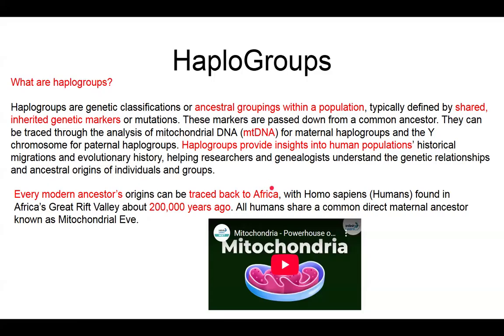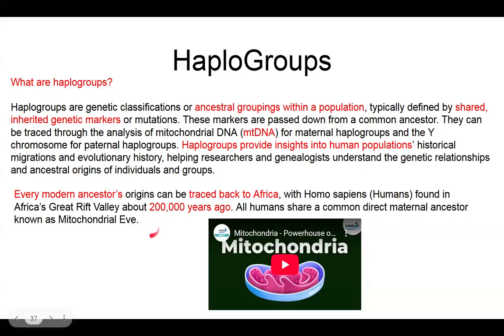So with Homo sapiens, which we call the humans of today, found in Africa's Great Rift Valley about 200,000 years ago, all humans share a common direct maternal ancestor known as mitochondrial DNA Eve. You see, they always tend to use their Abrahamic philosophy to add on to their scientific research.